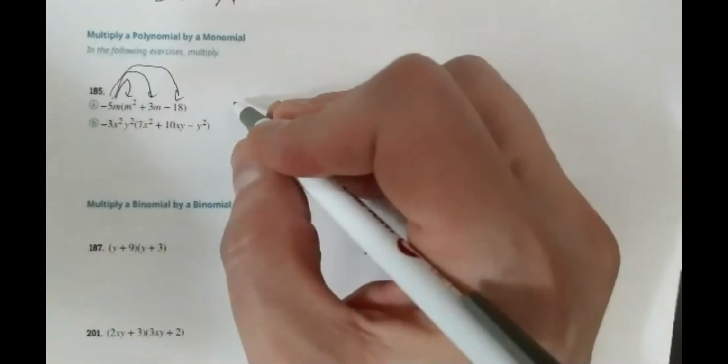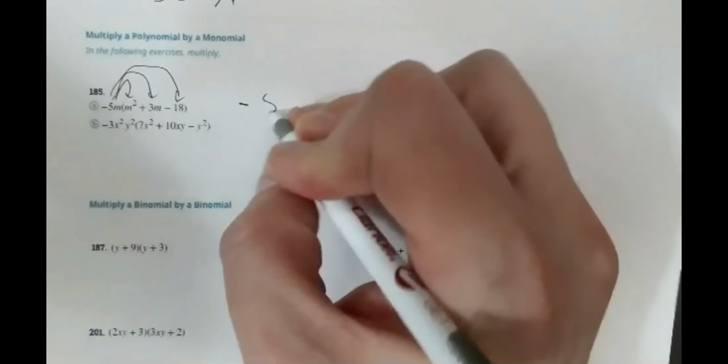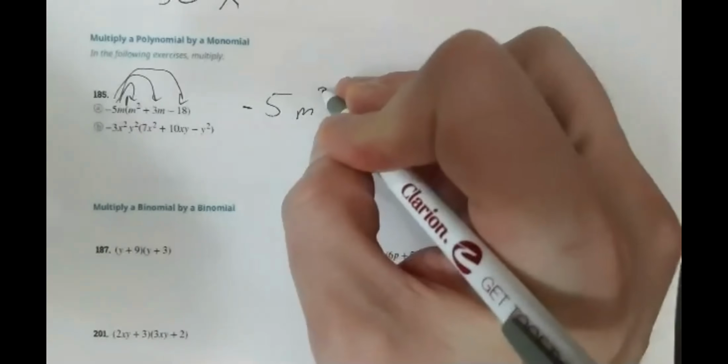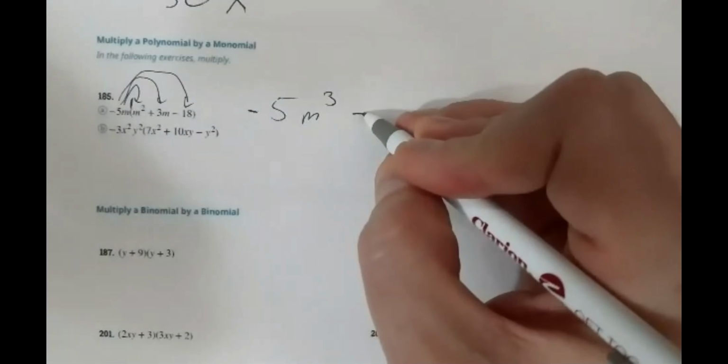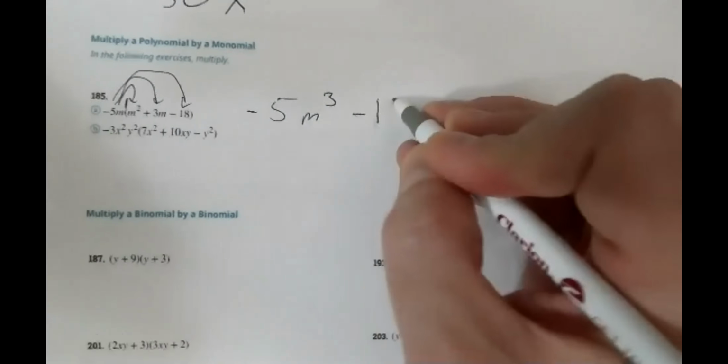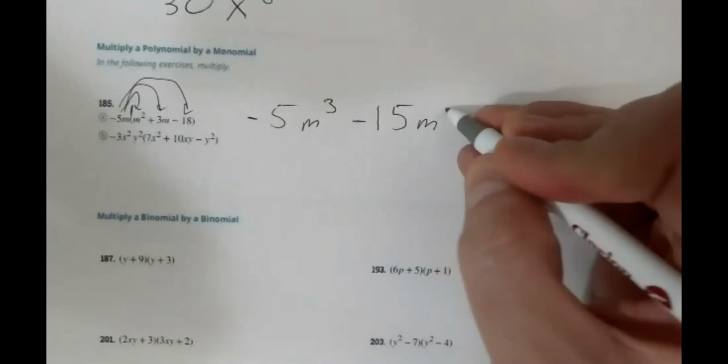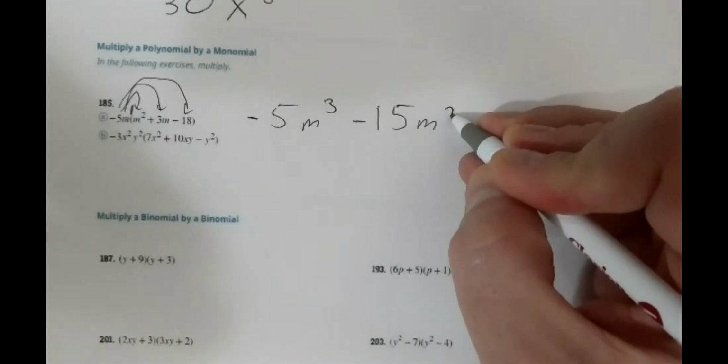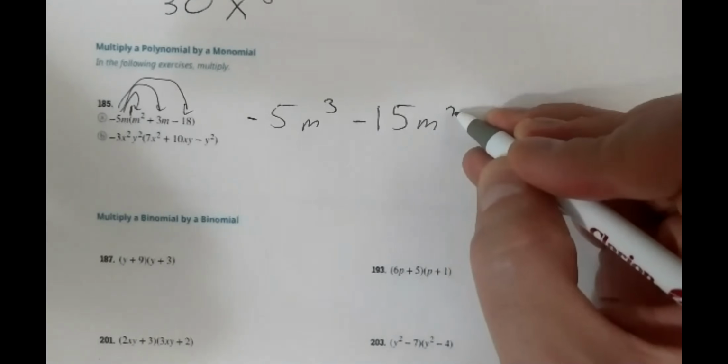Just start calling on people. Is Elliot here? Yeah, I'm here. What are you getting for this one? Okay, for that one you do -5m^3. Oh, that's it. -5 and 3. And then we got what? And then for the other one it is -15m, and then the last one will just be -18.